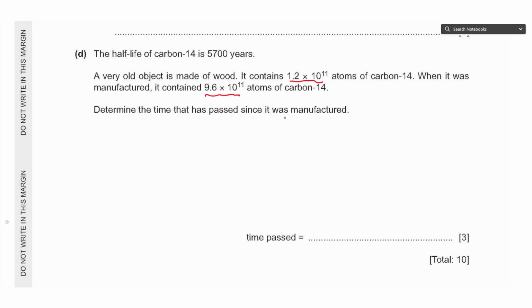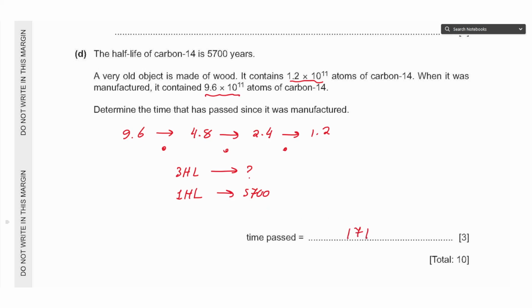So since we have the initial and final values, we divide the initial by 2 until we reach the final value. So 9.6 divided by 2, that's 4.8. Divided by 2 again, that's 2.4. Divided by 2 again, that's 1.2. So we have 3 half-lives passing since we had to divide by 2 3 times. So we need to get the time for 3 half-lives, and we have the time for 1 half-life, which is 5,700 years. Multiplying 3 times 5,700, we get an answer of 17,100 years.